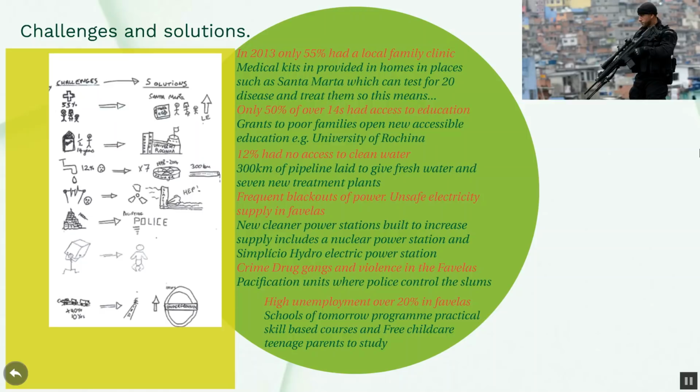What sort of things are being done? There's this Schools of Tomorrow program where practical skills-based courses are given to residents to try and give them some sort of life or job. You know, they're being trained in electrical skills or plumbing, carpentry. Free childcare is being given to teenage parents so that they can go and study. It's a big problem, underage pregnancies in the favelas. Of course, as soon as these teenagers have children, it automatically means their time can't be spent getting an education, learning skills.